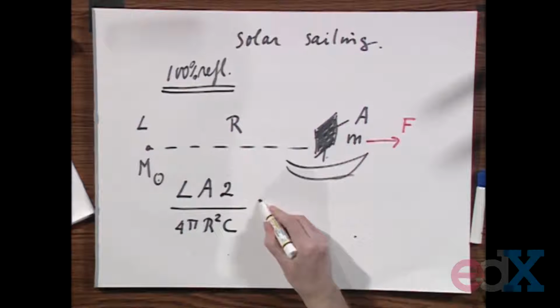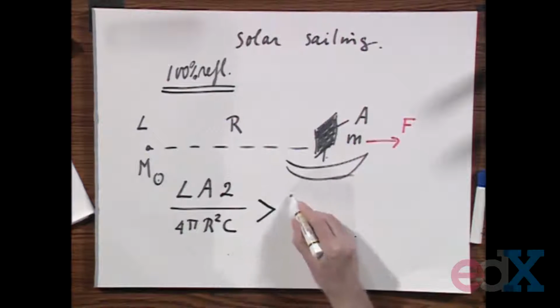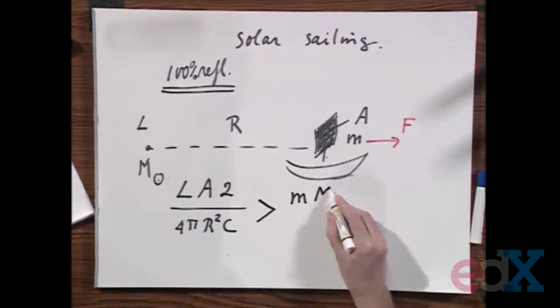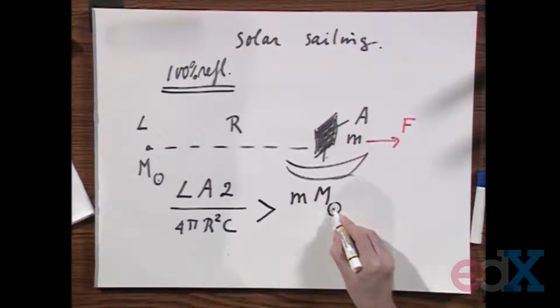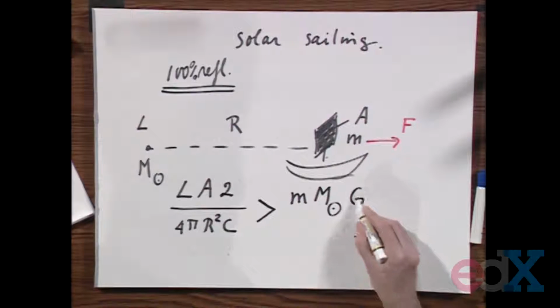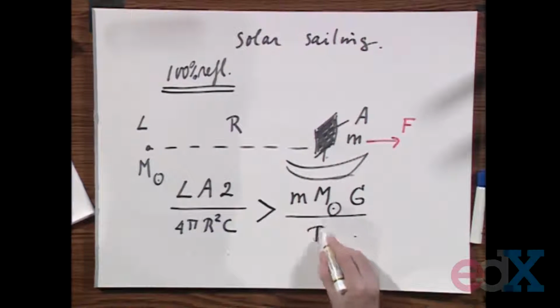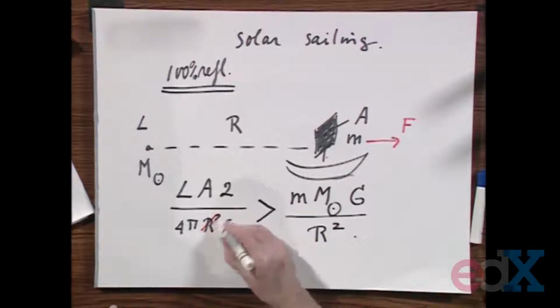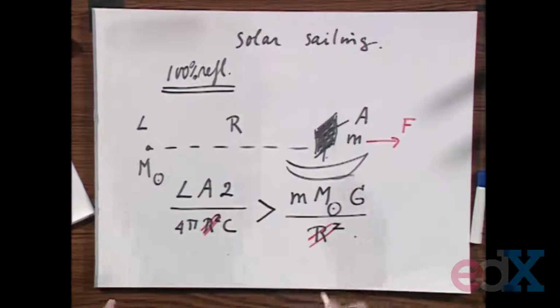We want this radiation force larger than the gravitational attraction, which is m, mass of the sun, times G, divided by r squared. And what you find now, which may not be so intuitive, is that this is independent of r. And the reason being that the Poynting vector falls off as 1 over r squared, but the gravitational attraction also falls off as 1 over r squared.